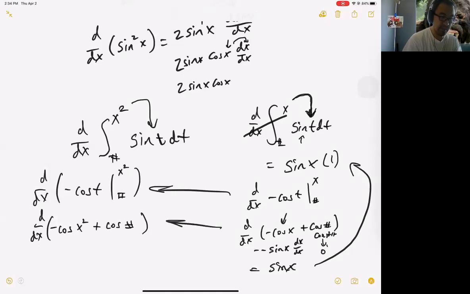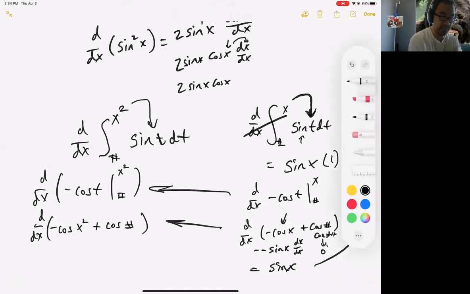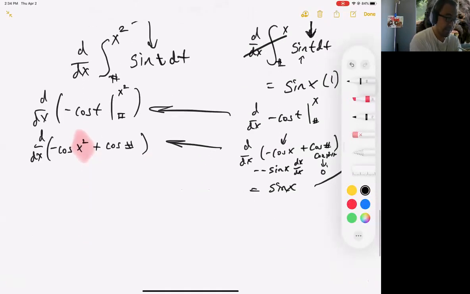Very similar, except one slight difference. See that slight difference? Now when I take the derivative of cosine, it is negative sine, negative sine of x squared. Chain rule, the derivative of x squared is 2x, and the derivative of a constant is 0. Turns out our answer is sine of x squared.